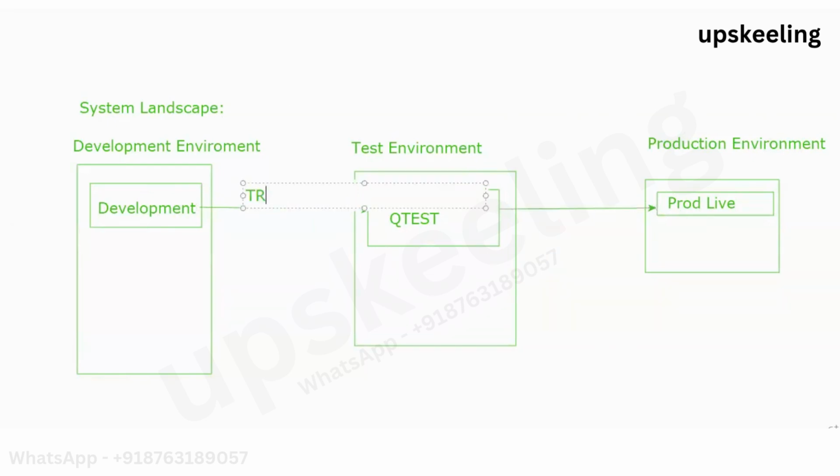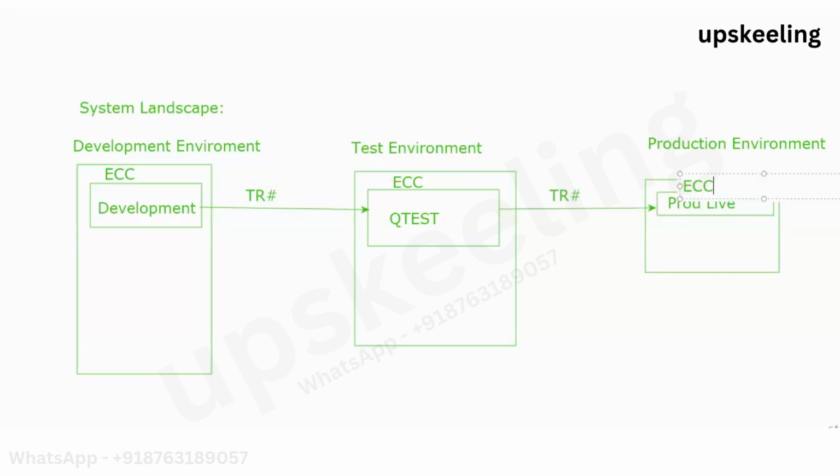All this is moved using a transport request number. The changes are moved using a transport request number. This is the ideal scenario that we have discussed earlier. Now, in real time, what happens is, let us say these are all ECC systems.